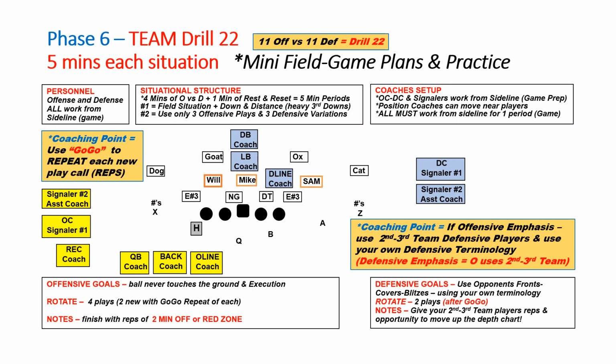Last is phase 6, team drill 22, 11 on 11. Couple key points that's different. I like to do 5-minute periods where we work each 5 minutes a specific part of the field, specific down and distance, and then we can have a specific game plan revolving around our 3 core triangle plays.